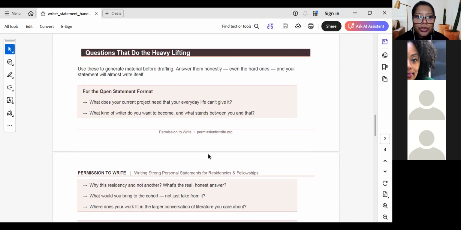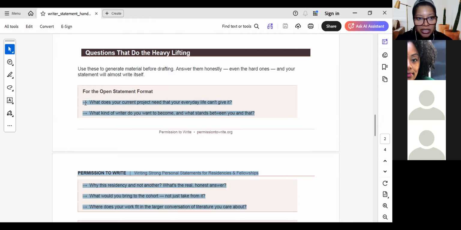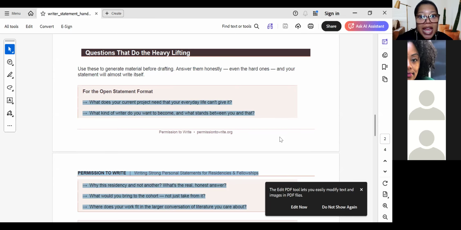And then what would you bring to the cohort, not just take from it? Or last, you could pick where does your work fit in the larger conversation of literature you care about? So pick one of these questions and spend the next 5 minutes answering them. And I will see if I could drop them in the chat. And just an FYI, I will send this worksheet to you for your reference after this.